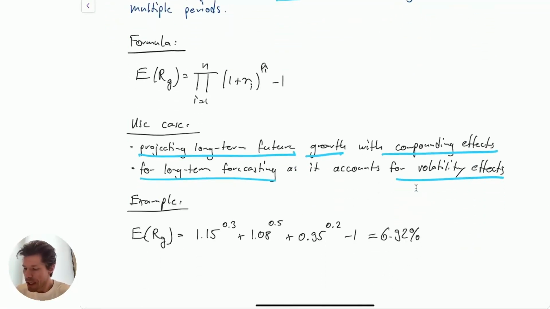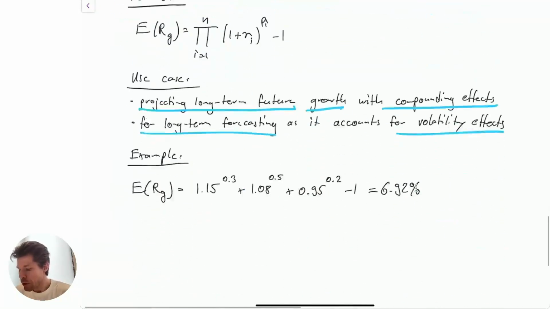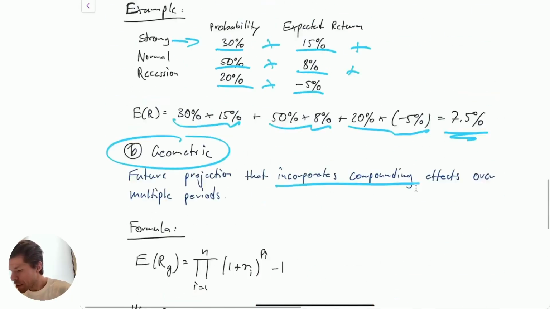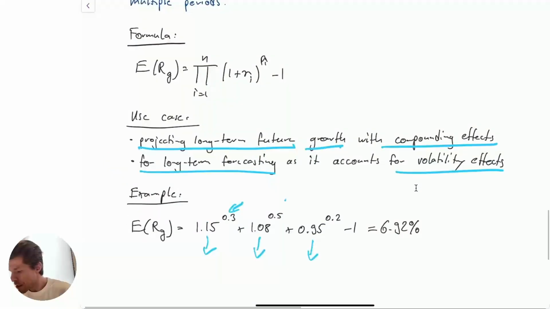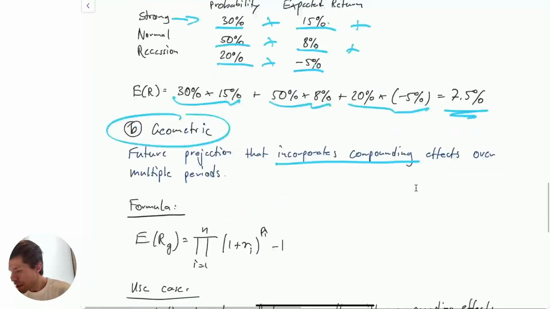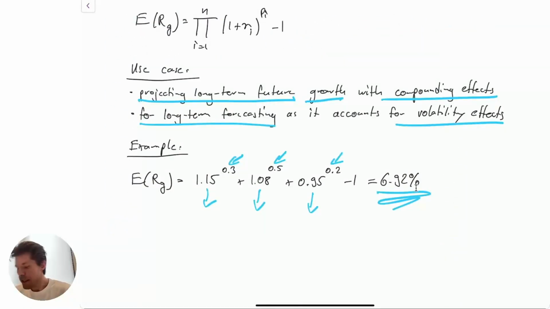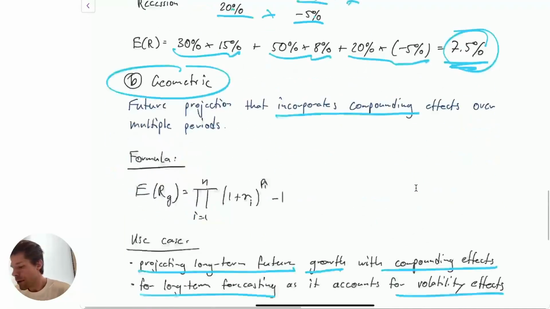If we use the same numbers, as said, we wouldn't use these scenarios, different cases, to use this format, just to show you the numbers. If we used the same probabilities and returns, 15%, 8%, -5%, and then here 30%, 50%, 20%, minus 1, you would get 6.92%. You can see the number is again slightly lower than the arithmetic mean.